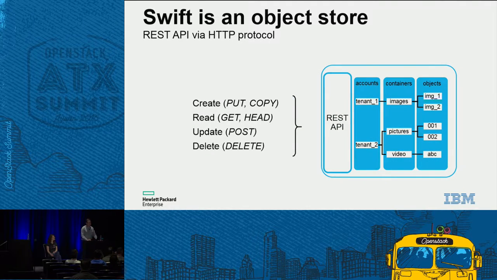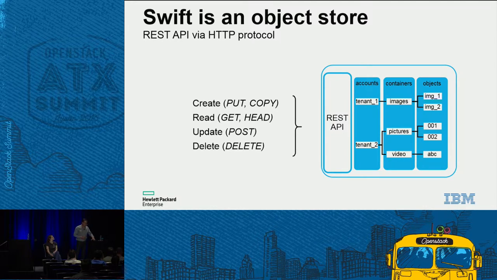Okay, so I'm going to give you a very brief, high-level overview of Swift before we get into some of the more detailed discussion of how we're encrypting data at rest. Swift is an object store. It has a REST API. It's accessed via HTTP. It offers the usual CRUD operations, that is, you can create, read, update, and delete your objects in Swift through that REST API.